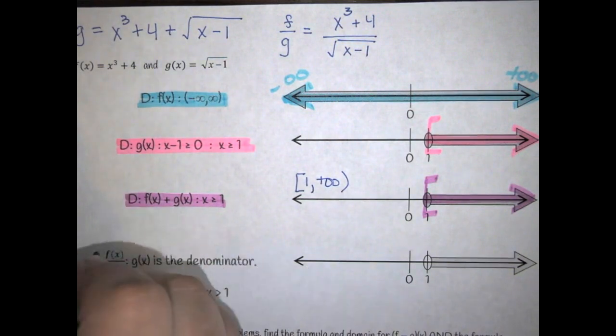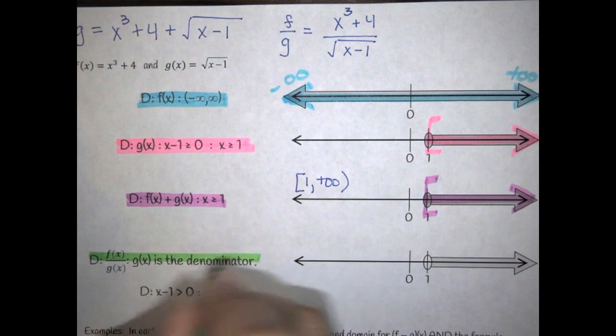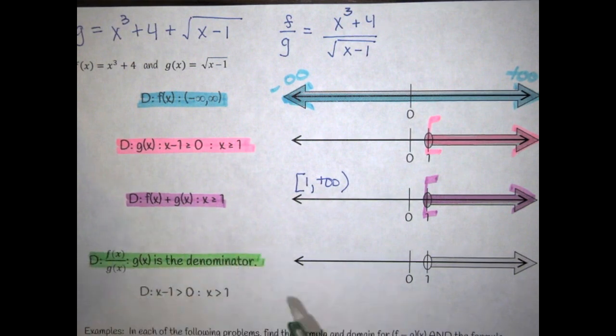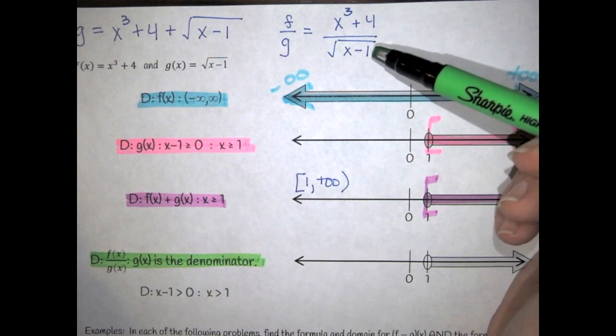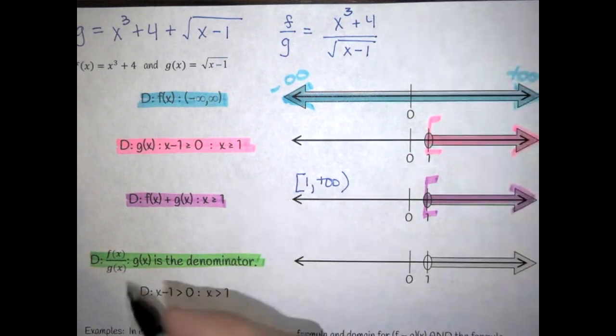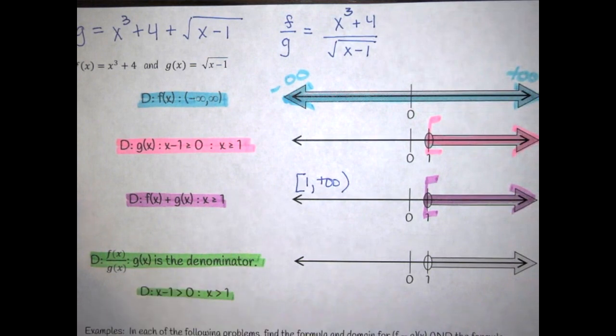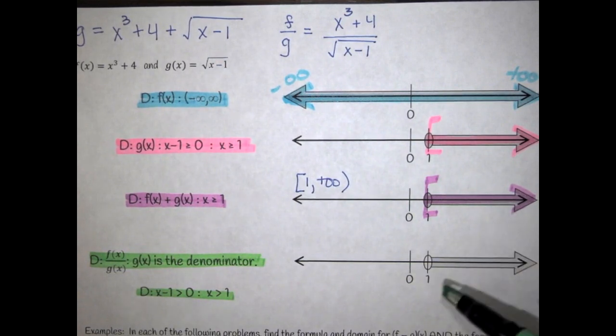Now the last one I have to look at is, again, my division. So I'm looking at f divided by g. And in this case, we have to remember that g is the denominator. So now when we look, the radical is on the bottom, which means it can no longer equal 0. So we have to include a new rule. The new rule says the stuff under the radical must be greater than 0. Since it's in a denominator, I now have to follow the fraction rule as well. So here this says that x has to be greater than 1. So notice I now have a hole here.